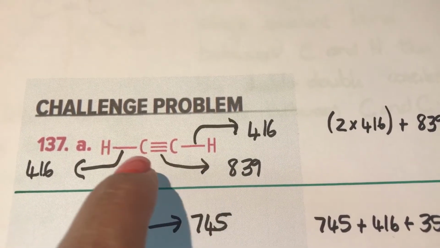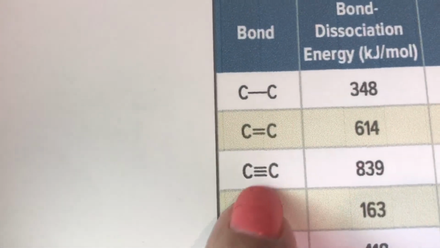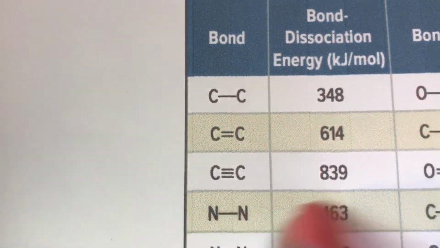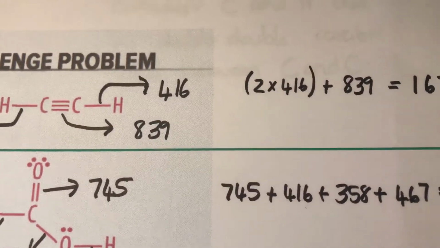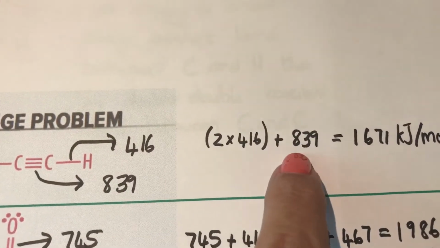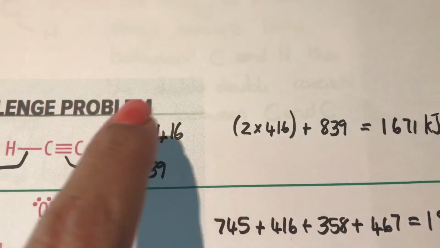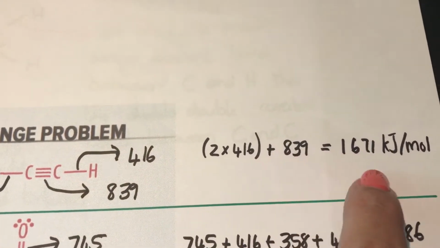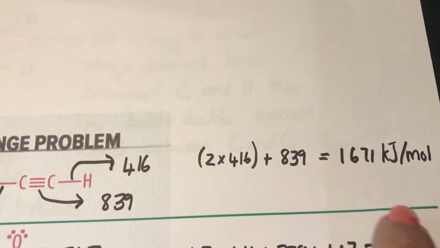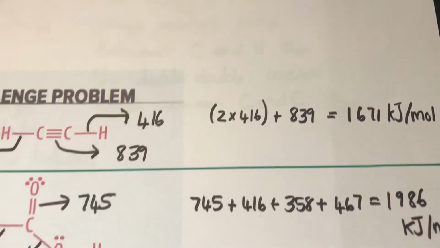Then the carbon triple bond. If I look at my table, I see that a carbon triple bond needs 839 kilojoules of energy. So my carbon triple bond is 839. So these two bonds here plus the carbon triple bond give me 1670 kilojoules per mole.